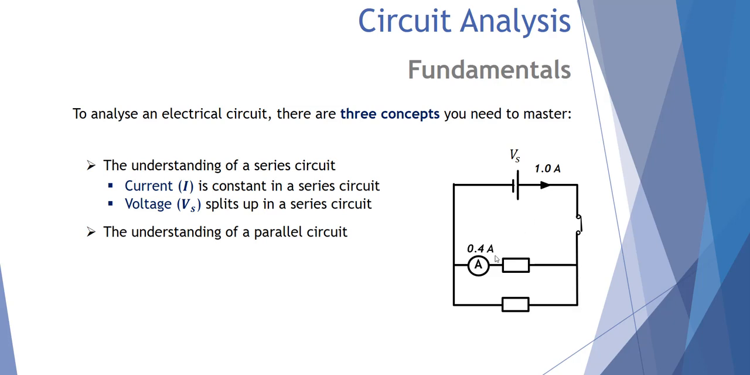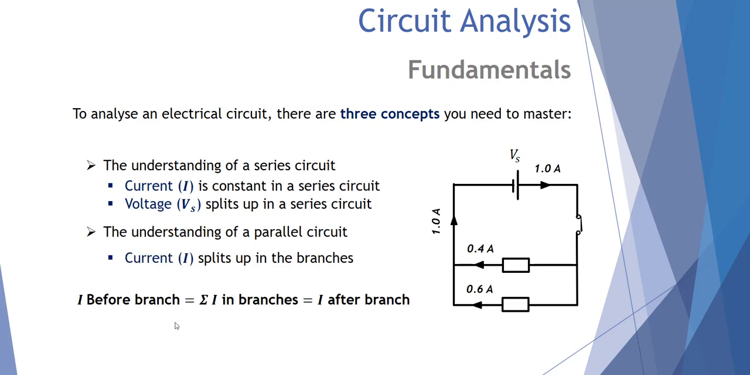So if I started with 1 amp and 0.4 of an amp went through the first branch, can you predict what's left for the second branch? Of course, it's 0.6. And then when they combine back together again after the branches, we come back to 1 amp. So in simple logic, the current before the branch is 1 amp, which will be equal to the sum of the currents within the branches, and then when they combine will be equal to the current after the branch.